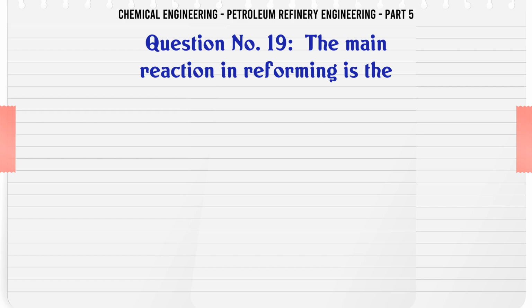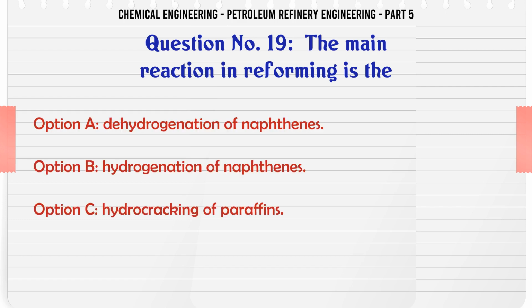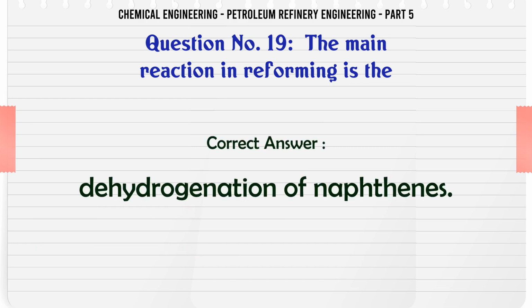The main reaction in reforming is the A. Dehydrogenation of naphthenes. B. Hydrogenation of naphthenes. C. Hydrocracking of paraffins. D. Saturation of olefins. The correct answer is dehydrogenation of naphthenes.